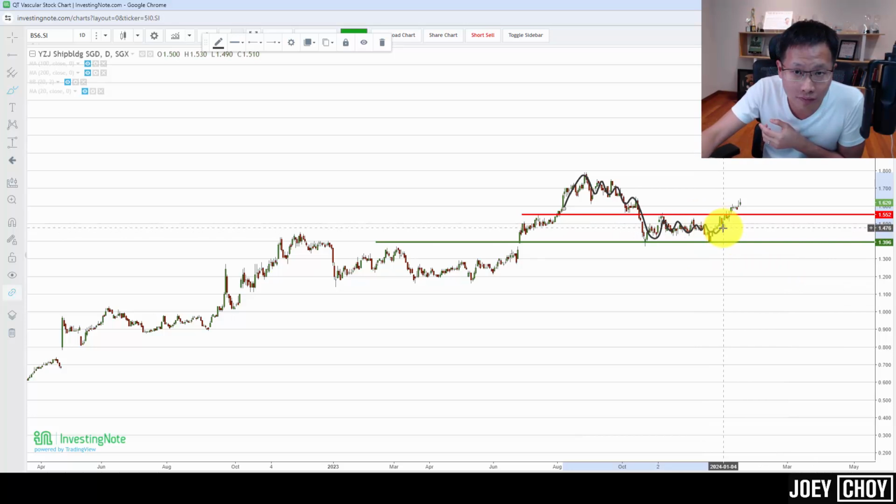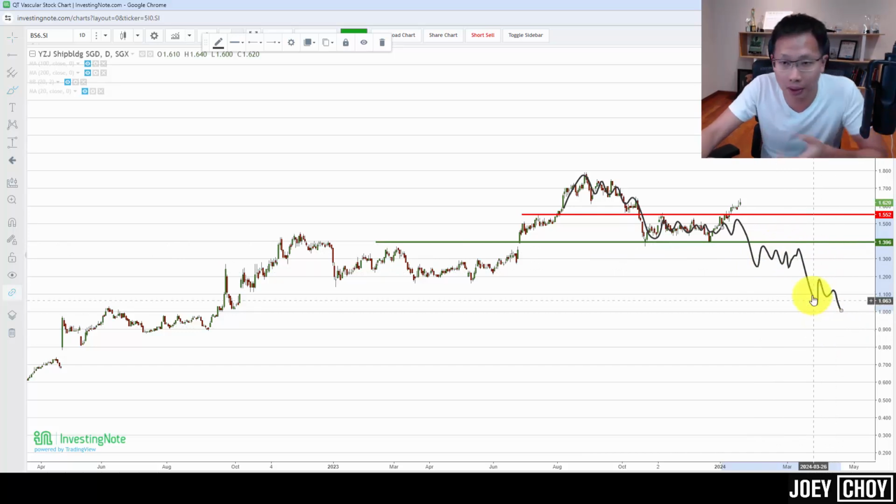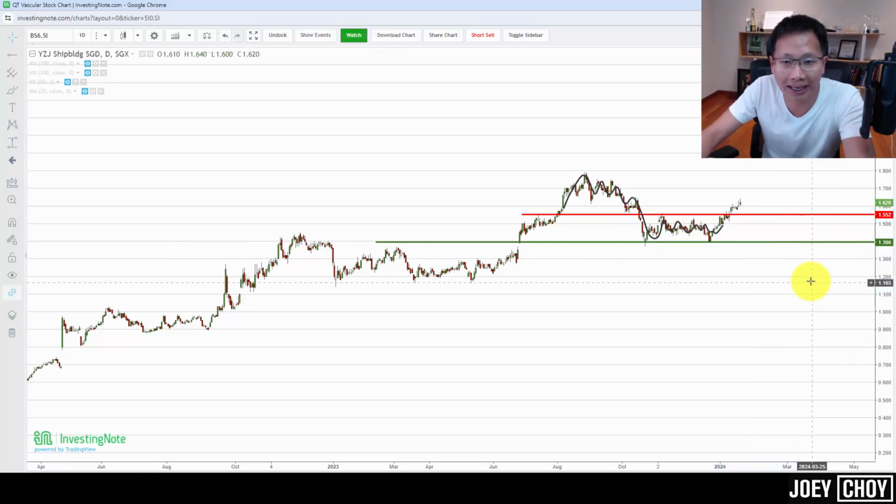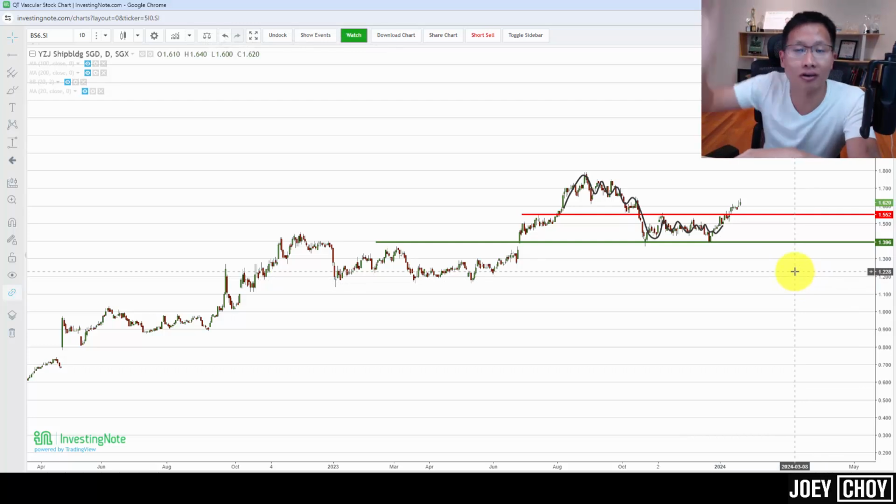For example, this 140 is a support. If we break 140, well, we might go to a lower range. If we break, we might go even lower. Just by looking at the current range, and potentially, are we going higher or going lower?